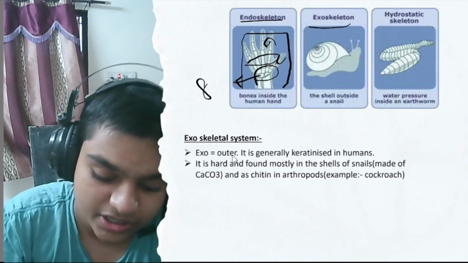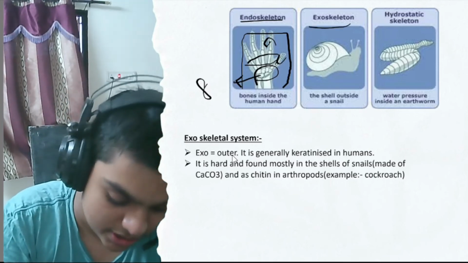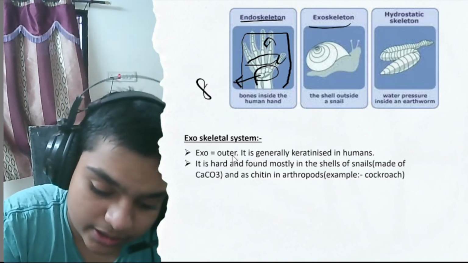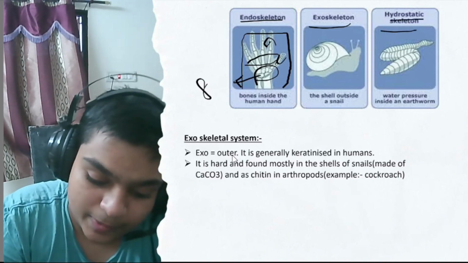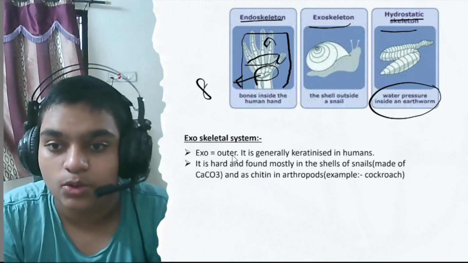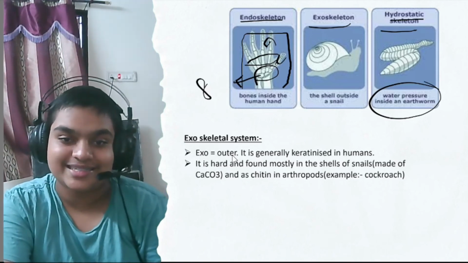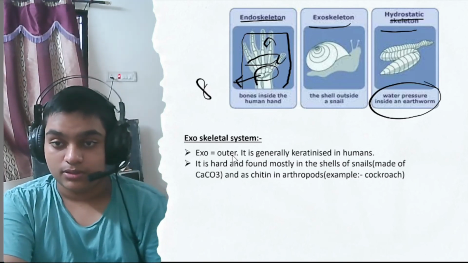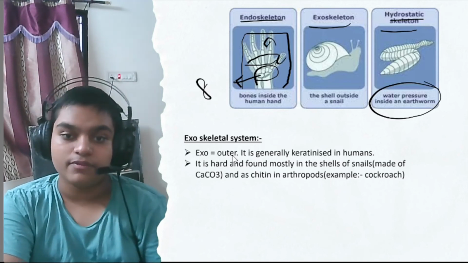Now coming to exoskeleton. As I said, it is present outside. We haven't completed the others, so let us complete them. Hydrostatic skeleton is present as water pressure inside the earthworm. The earthworm also has a hydrostatic skeleton, including hydra. Mention this example also where you have written that.